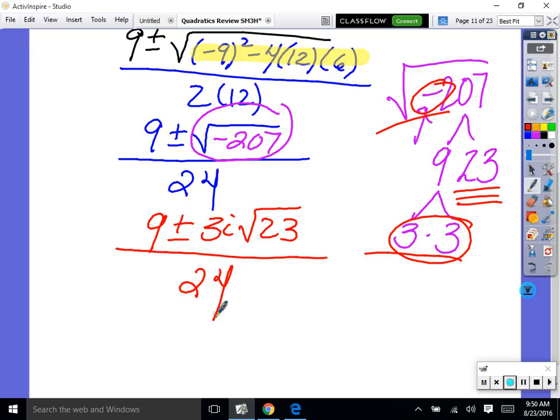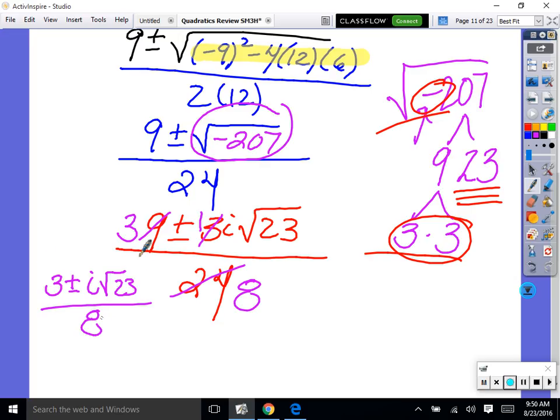Yay, there's our answer. However, we check to see if all three of them divide by something in common. Only if all three of them divide by something in common can we start dividing things. What do they all divide by? 3. Okay, they divide by 3. This divides by 3 and becomes a 3. This divides by 3 and becomes an 8. So our final answer is 3 plus or minus i square root of 23 all over 8. There's our two imaginary solutions.